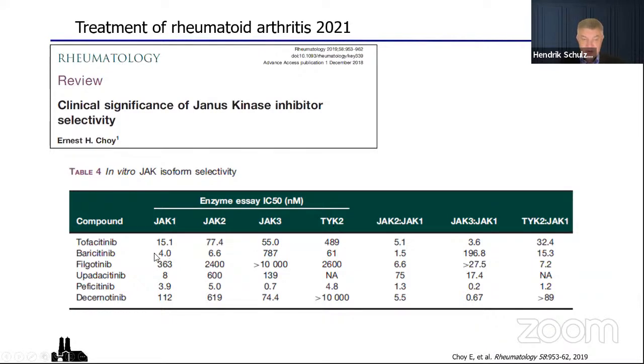However, baricitinib, a JAK1 and 2 inhibitor, requires about the same low nanomolar concentration for inhibiting 50% of signaling through JAK1 and 2, but at least 100-fold higher for JAK3. So that is the background for why baricitinib is called a JAK1/2 inhibitor, tofacitinib 1, 2, 3, filgotinib 1 if you compare it with JAK2, upadacitinib 1 if you compare it with JAK2 and 3, and peficitinib probably 1, 2, 3.